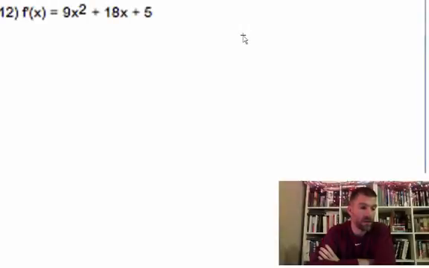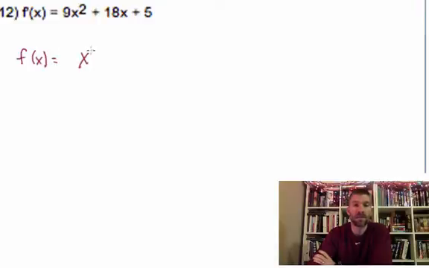All right, on question number 12, we want to find all the possible functions with the given derivative. They're telling us that f prime of x equals 9x squared plus 18x plus 5. So we've got to go up instead of down, and that can be tricky because we've spent so much time coming down instead of going up. But I know my original function.